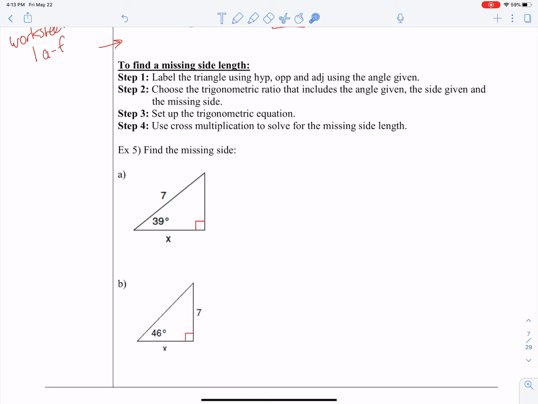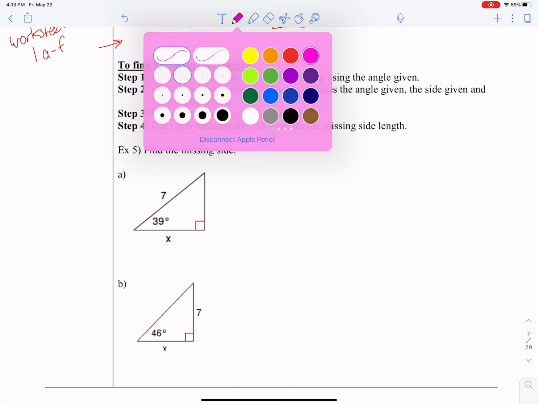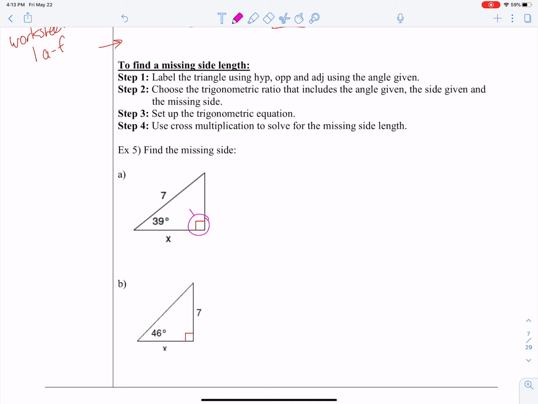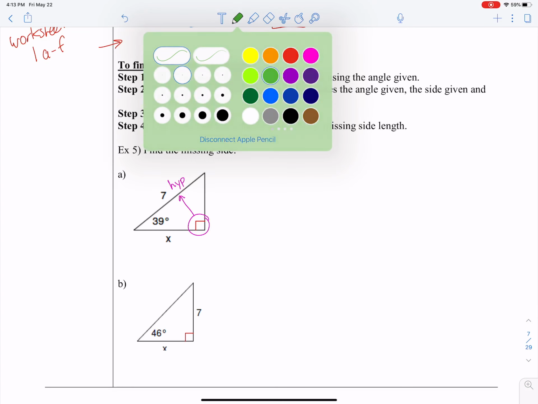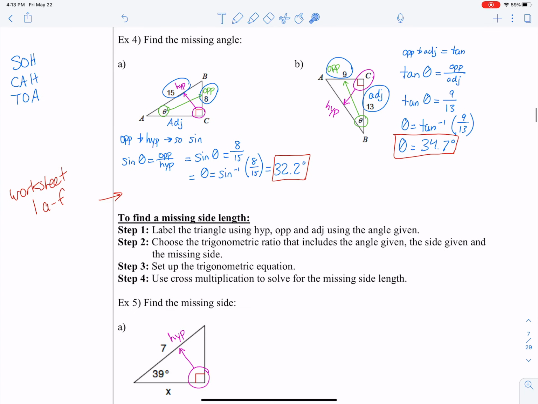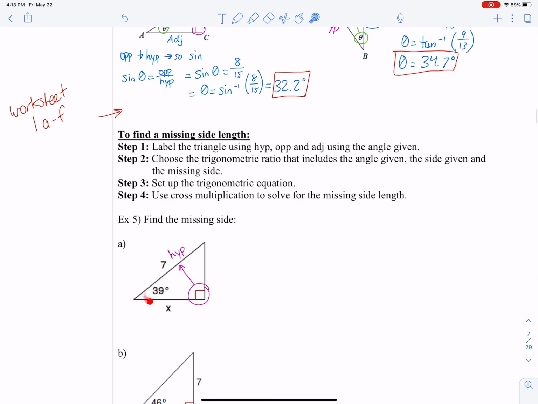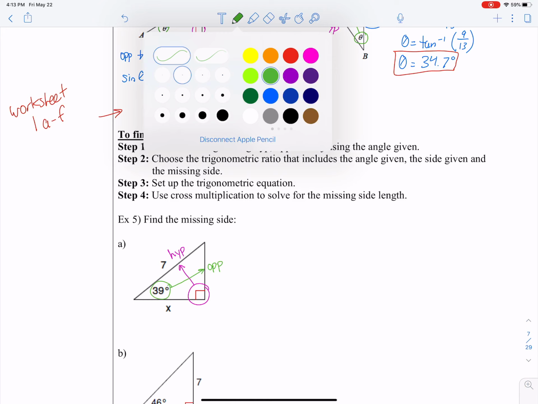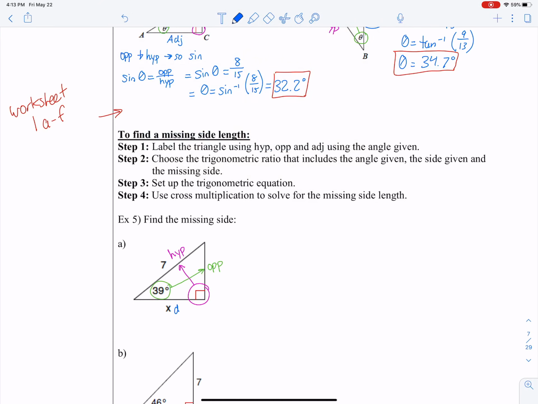So just like when we're finding the angle, our first step is to label. So we're going to start off labeling our hypotenuse. Now, instead of having that little angle symbol, they're giving us an angle. So we're going to use that the same way. So I'm going to circle this, and we're going to use that over here, and that's our opposite. And then whatever is not labeled is going to be adjacent.